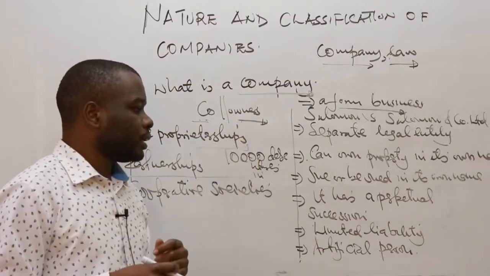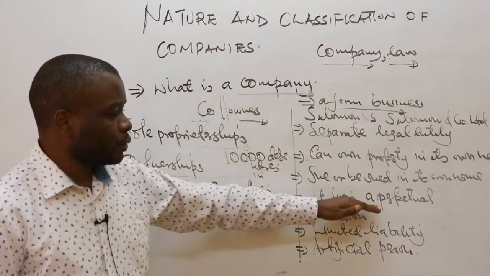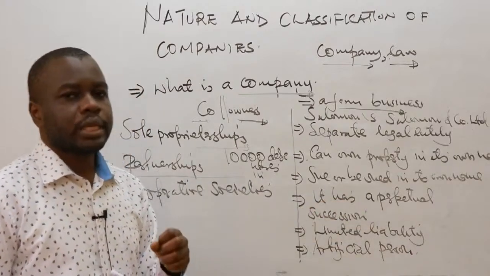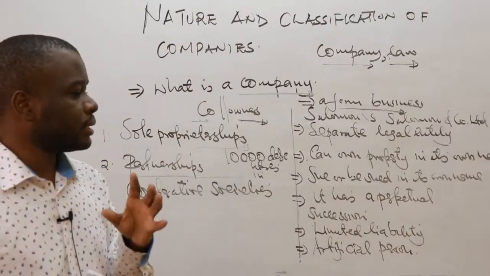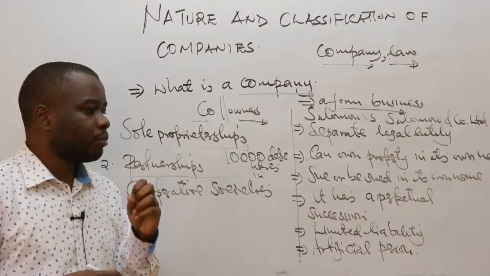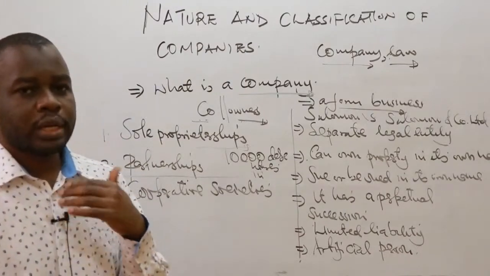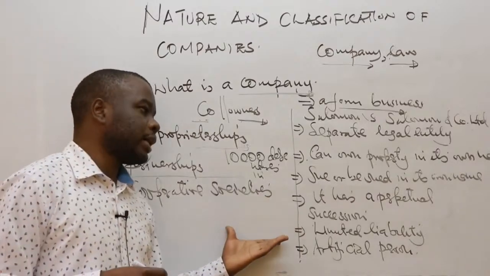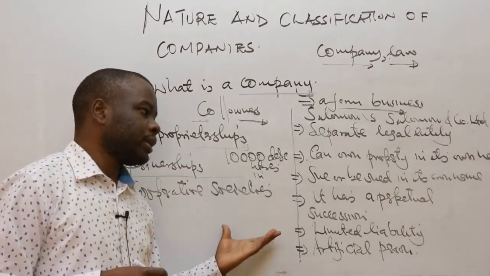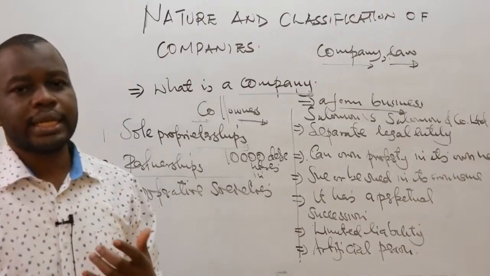Then we are saying it has a perpetual succession. Sometimes they say it has a permanent existence. This means that a company can exist for a very long period of time without its life coming to an end. That's why we see certain companies have existed for almost over a century, or maybe even 200 years, and they're still in existence.